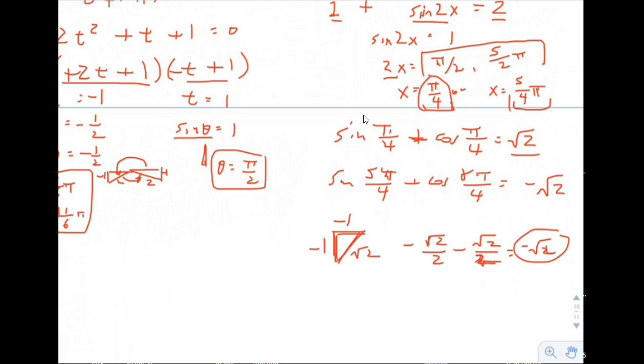So the 5/4 pi is not a correct solution because it only appeared because we squared both sides. When we don't square both sides, it's not a valid solution. So 5/4 pi is not a solution. We're leaving only pi over 4.